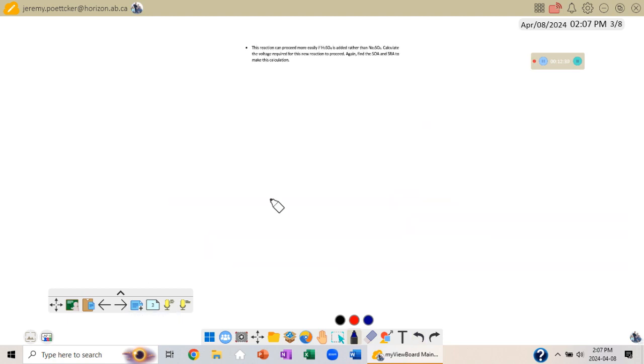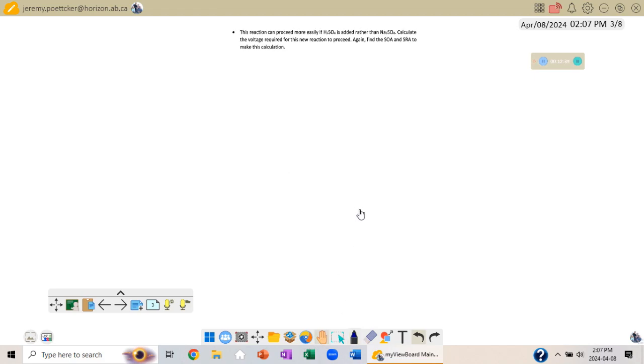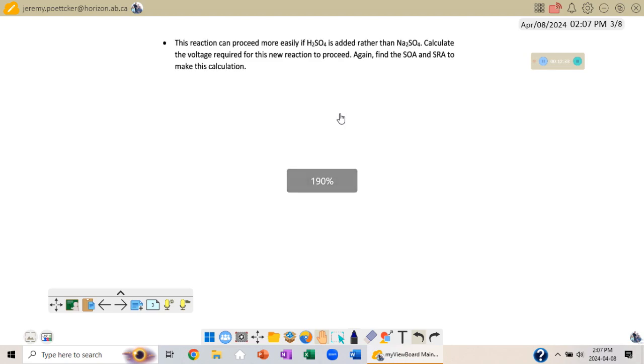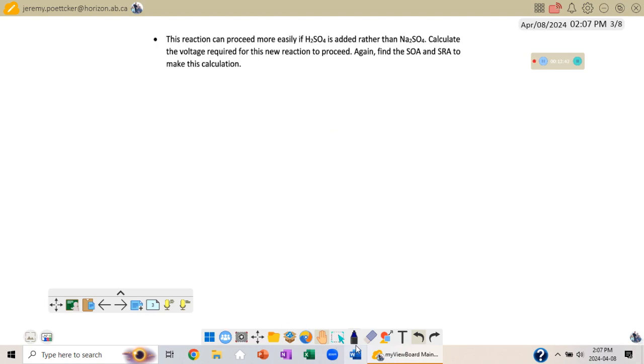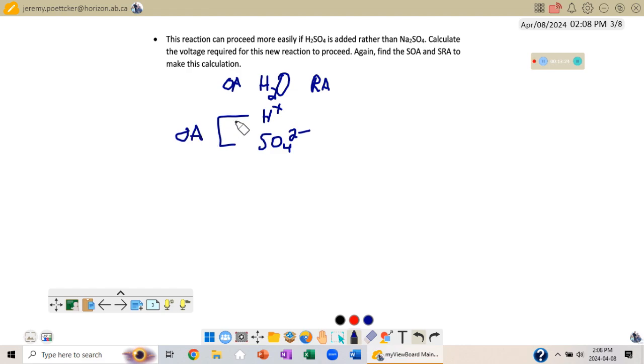Now, I can make that reaction happen a bit more easily if I use sulfuric acid rather than sodium sulfate. All right, so again, list what I've got present. I have H2O. H2O can be an oxidizing agent. Can also be a reducing agent. I have H pluses. And I have sulfate 2 minuses. And I know that together these things are an oxidizing agent. I also know that by itself hydrogen ions are an oxidizing agent.